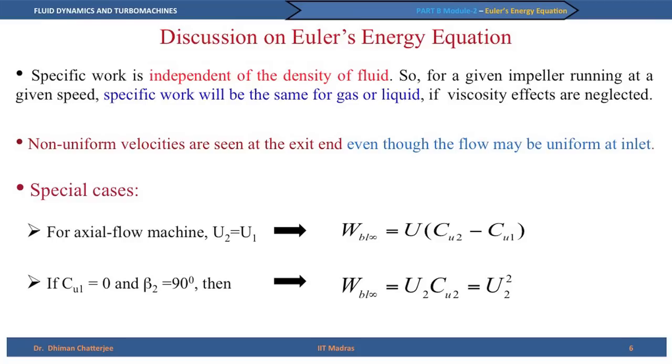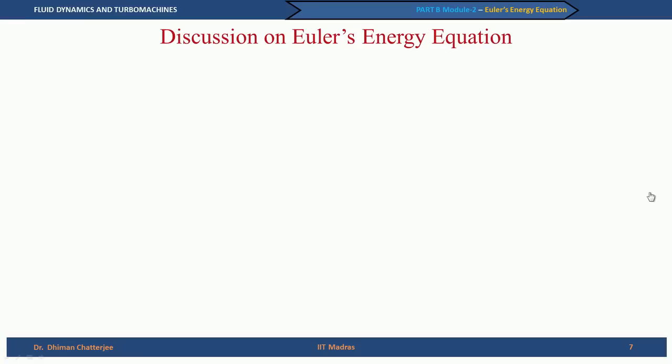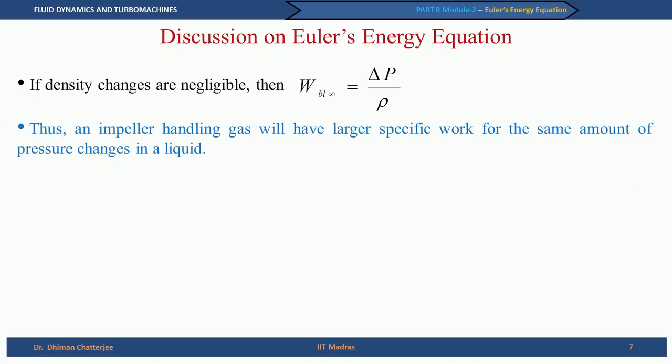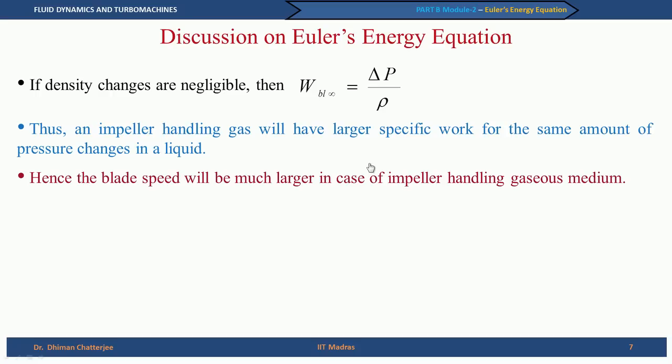This has a very significant influence on the performance of turbomachines. We will see this aspect coming again and again. So, we can say if density changes are negligible, then W_BL,∞ is related to ΔP by ρ. If we compare the pressure rise of two turbomachines, one handling gas and the other handling liquid, then for the same amount of pressure change, in case of a gas, the gas will have larger specific work, because the density of the gas is small. Okay? And then recollect the relationship we got, W_BL,∞ is U2 squared, which is the blade peripheral velocity squared.